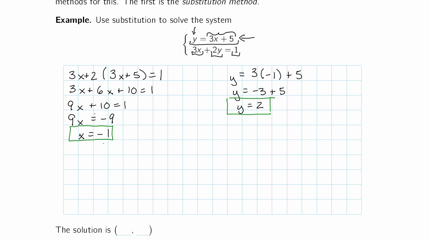So to check, I'm going to take my second equation and plug in x equals -1 and y equals 2 and see, does that equal 1? -3 plus 4 equals 1? Yes, that checks out. So my solution is -1, 2. And I know for sure it's correct because I've checked it.